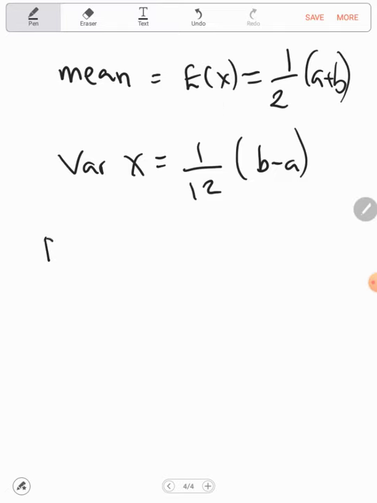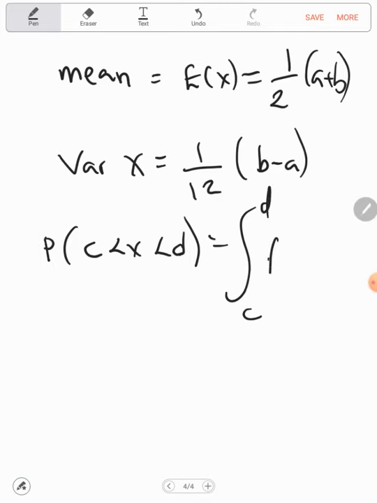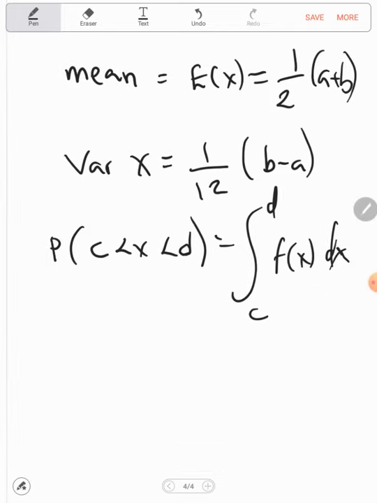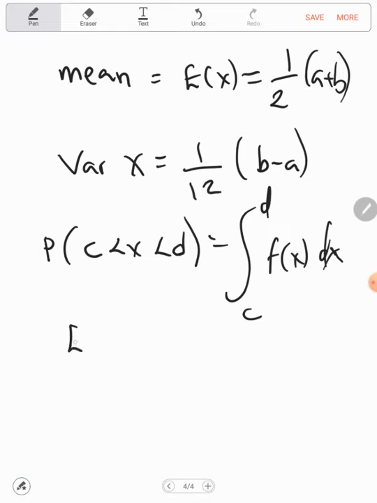And for the probability of any values between, let's say, C and D, the probability is given by the integral of f of x dx. And we know, of course, that f of x is 1 over B minus A. Okay, so let's have an example.